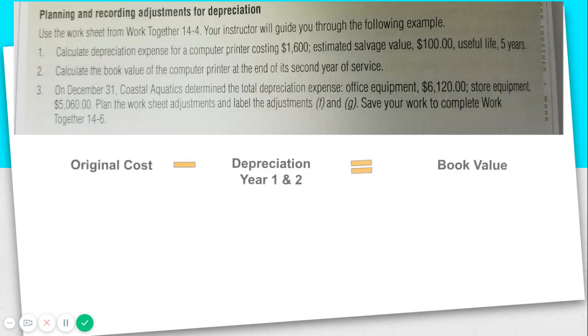Step 2, calculate the book value of the computer printer at the end of its second year. So our original cost, $1,600, minus the total of year 1 and year 2, which is $600, because each year is $300, which gives us the book value of $1,000.